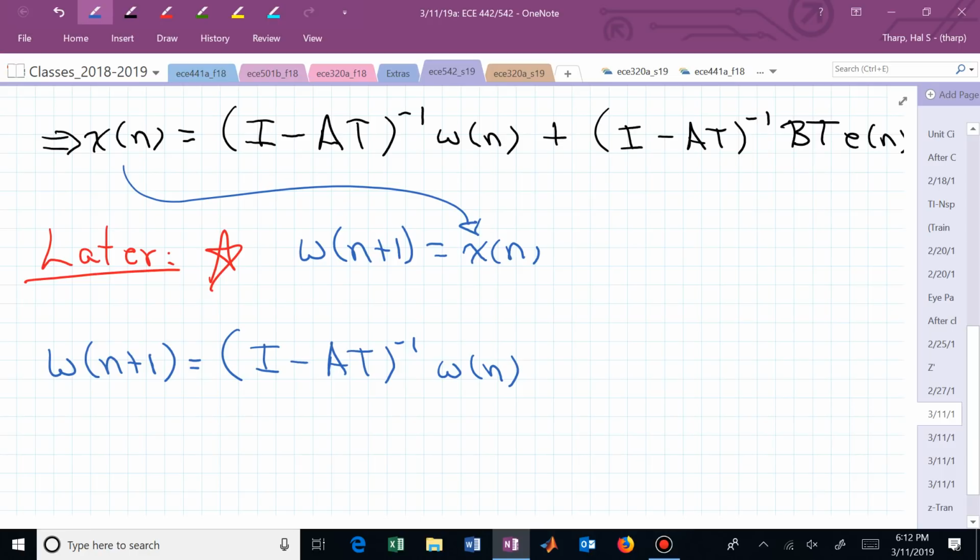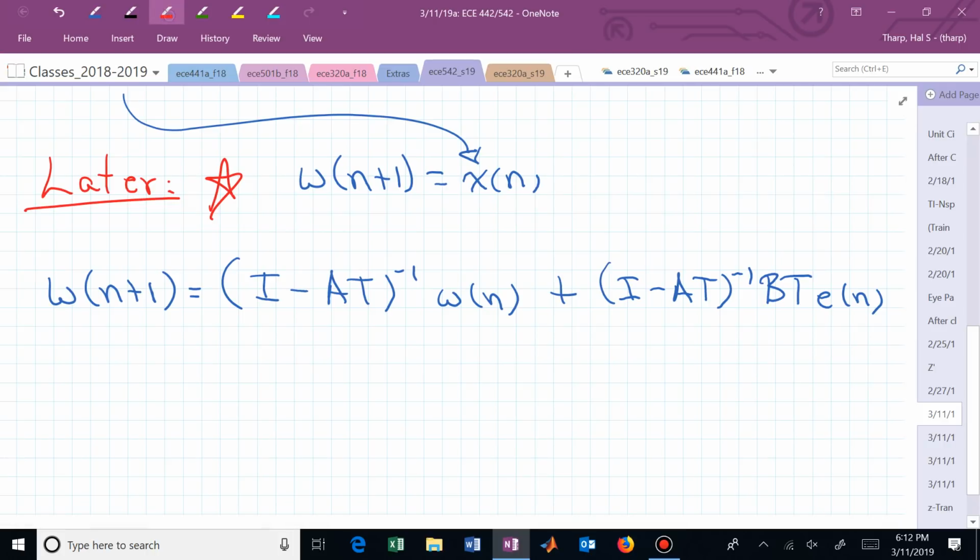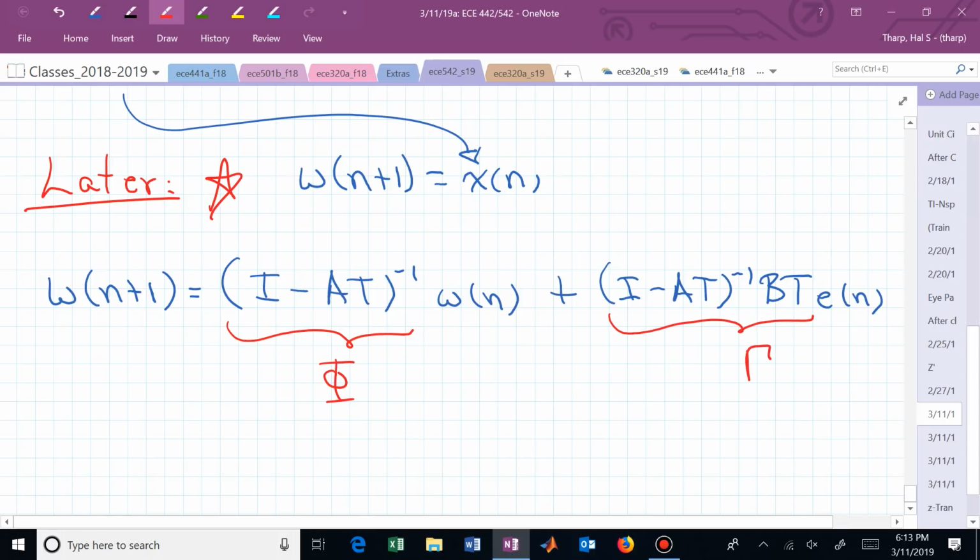Where were we? Do you understand what I'm trying to do? Have I completely lost you? Now I have the right-hand side that I need for w of n plus 1. I need that right-hand side to only have w of n's and e of n's, and I have a way of replacing x of n with those w of n and e of n expressions. This is now (I minus AT) inverse BT e of n. And now this is my phi matrix. My gamma matrix is right there.